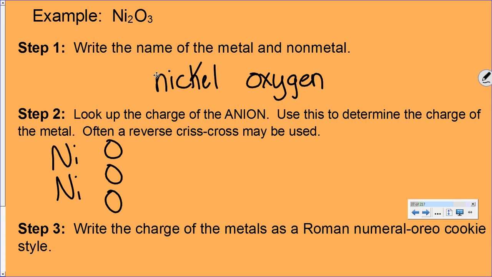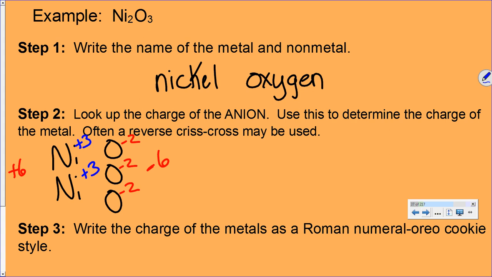There's no doubt in my mind that these oxygens are -2 each. If we add up all these -2s, they add up to -6. That has to be canceled out by our nickels. Total charge coming from nickel is +6, and there are 2 of them. So each nickel is going to have a charge of +3.